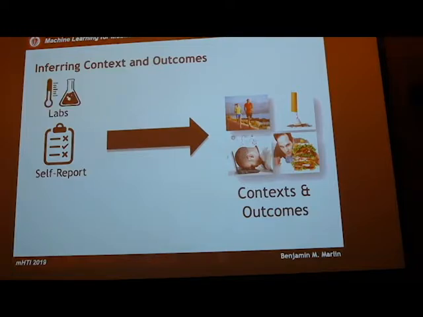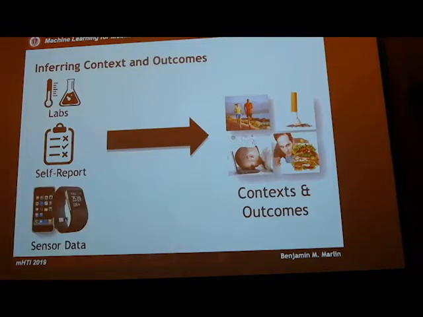You can also do things like look at labs. So if you want to know blood glucose, you can perform an actual lab test to see what's going on. The last category, and what's of most interest here, is the use of sensor data, right? So looking at smartphones, looking at wearables, as Nabil was describing yesterday.